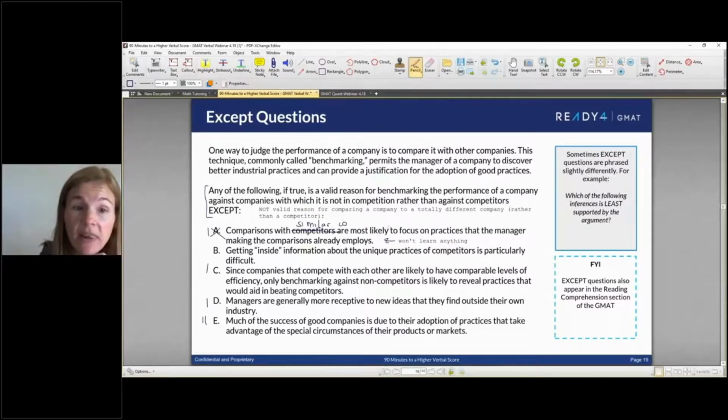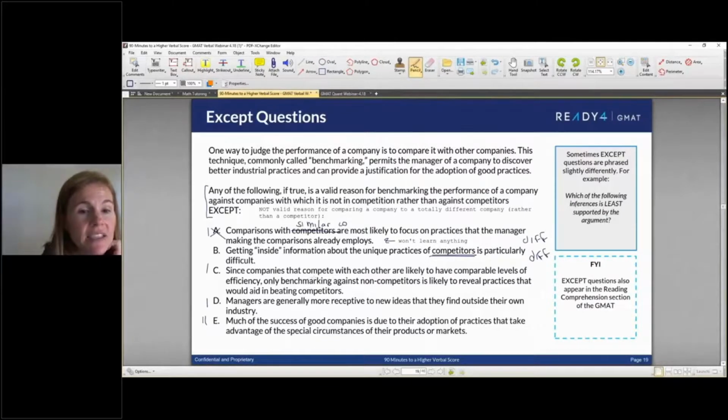Okay, another way to think about this would be to say, this is arguing for a different company, right? If you compare yourself to a similar company, you won't learn anything, so this is arguing for a different company. Okay, so let's look at B. Getting inside information about the unique practices of competitors is particularly difficult. Okay, once again, it's very hard to get information about similar companies. In other words, we should be looking at different companies.